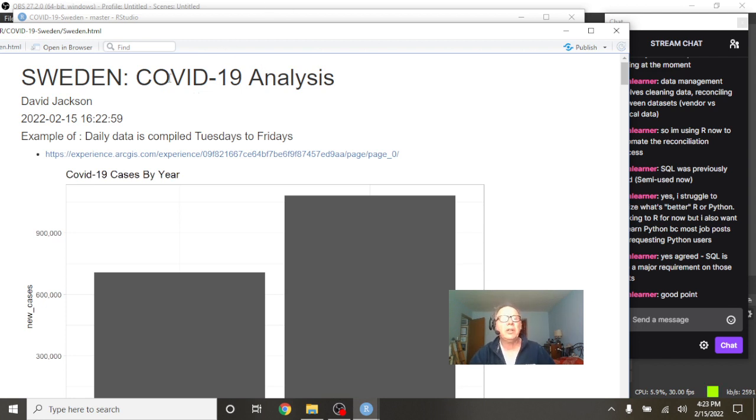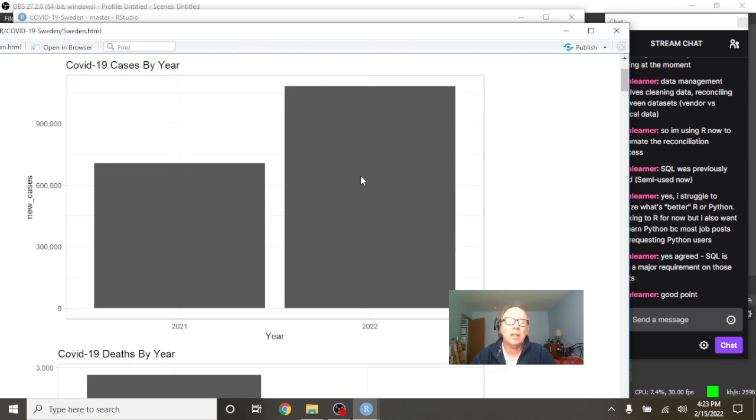So what we can see during the previous 365 days, well, you can see already this is an all too common occurrence, unfortunately, at least in the countries I look at. You can see here that Sweden's cases have already just blown right past the 2021 numbers. So the Delta and Omicron variants are very infectious.